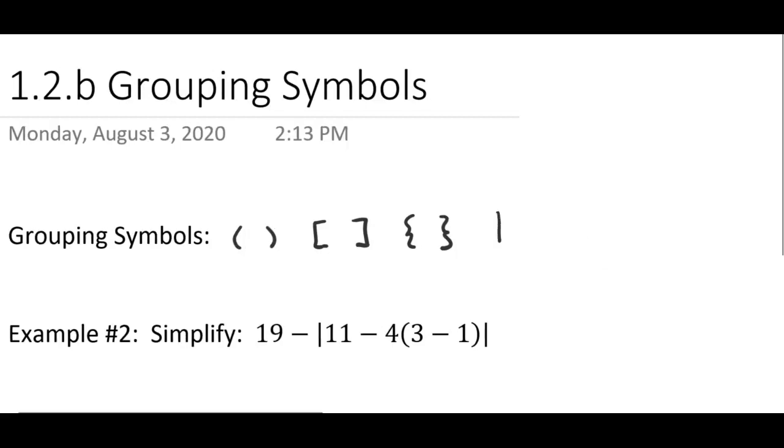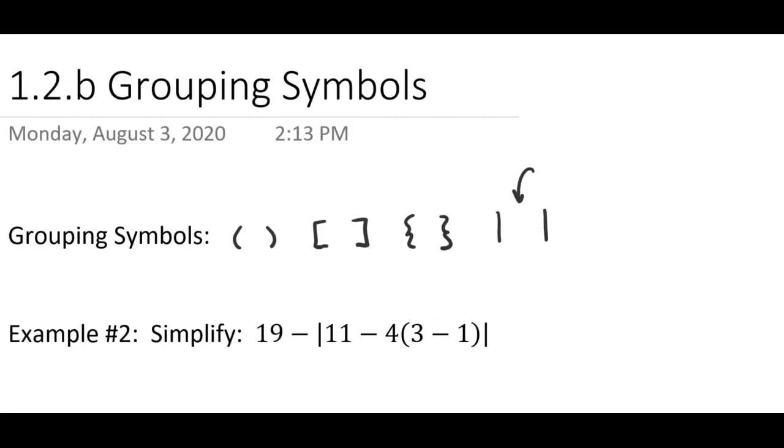Absolute value is a type of grouping symbol. It says you're going to do whatever operations are inside the absolute value first before you do the absolute value part. And the same with the parentheses and the brackets and the braces. You're doing what's inside them first, okay?